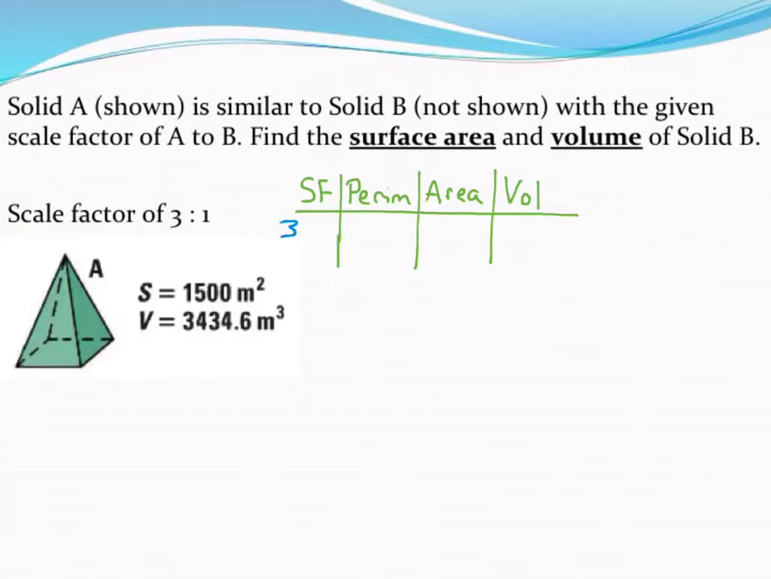3 to 1 is my scale factor. I know the perimeter ratio is the same thing as the scale factor, so that's also 3 to 1. To find the ratio of your areas, whether it's area or surface area, same thing, I'm going to square each of those numbers. So squaring those gets me 9 over 1. And then to find the ratio of their volumes, I'm going to cube each of those numbers, raise them to the third power. So 3 to the third is 27, and 1 to the third is still 1. So there's my chart filled out.